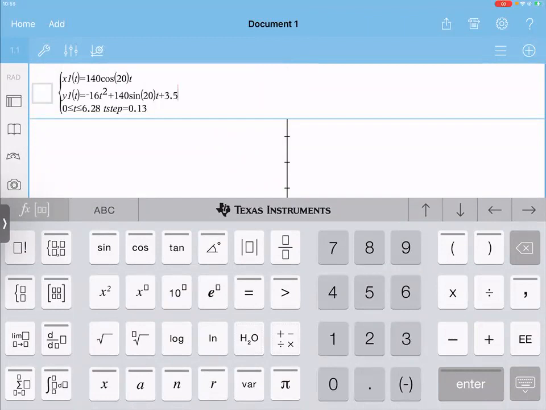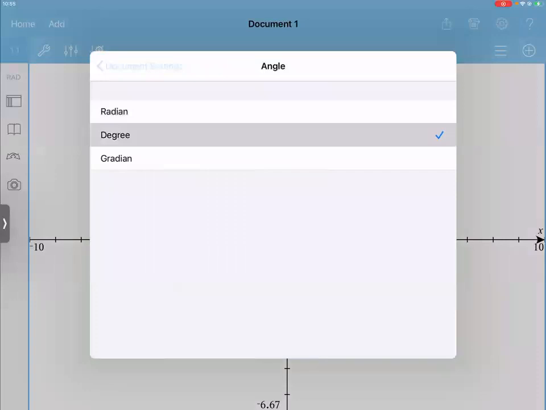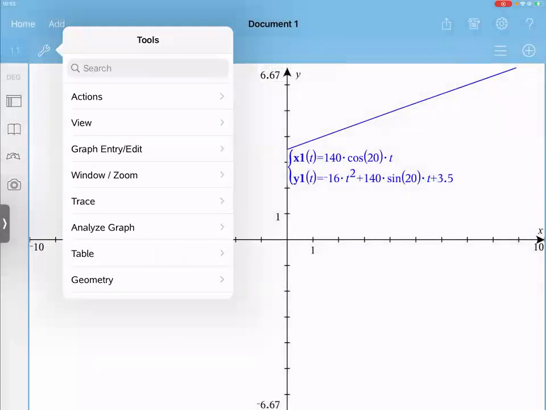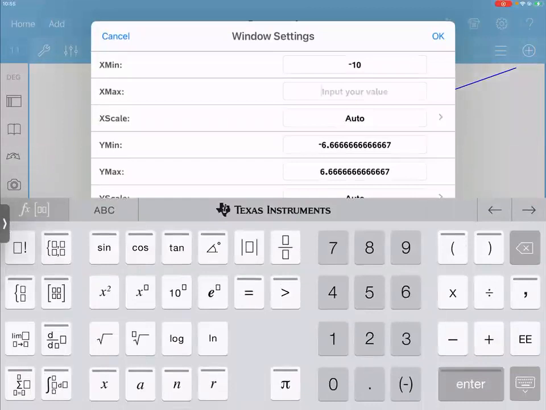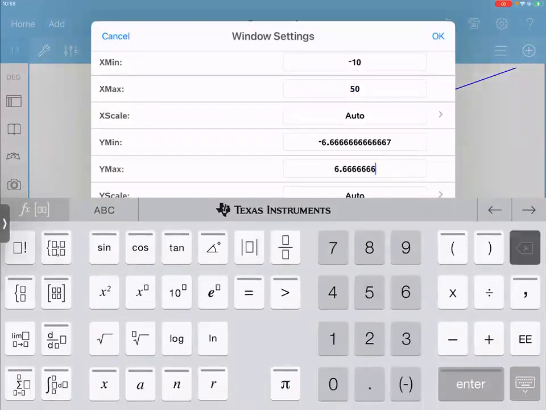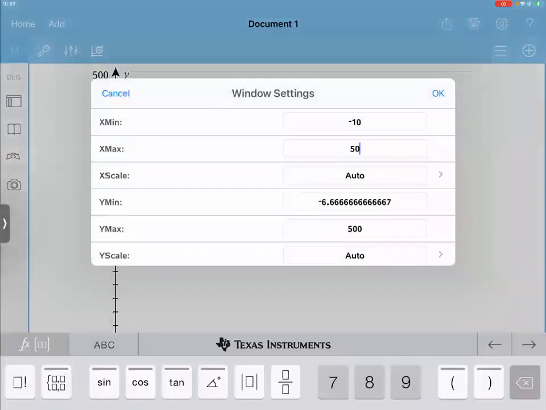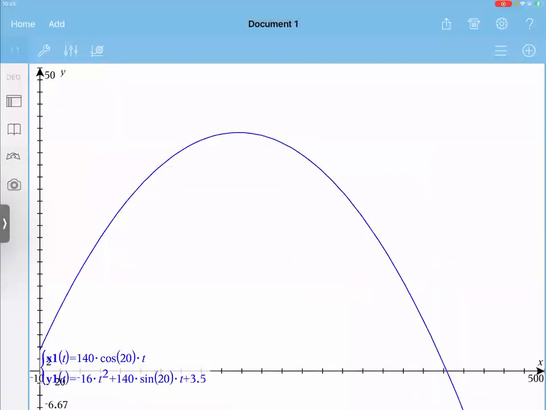So that is the function, and I want to make sure that my angle is in degree mode. And then my graph is not really showing me the whole picture. So I have to go to my Windows settings, and I'm going to be more aggressive. I'm going to say, let's go all the way to 50, and this is going to be 500. Let's just try my luck here. Oh, I actually got the wrong setting. I should say x max is 500, y max is 50. So now it's much better.